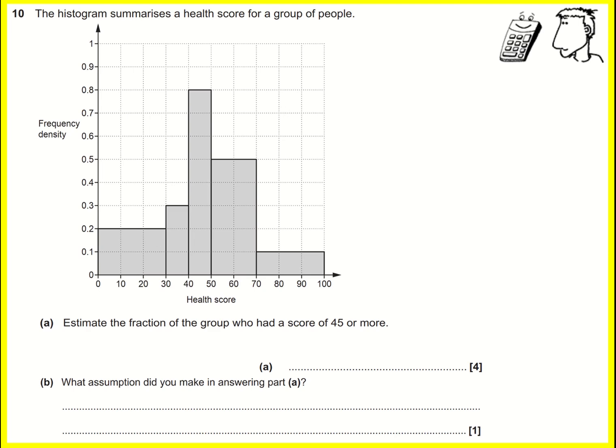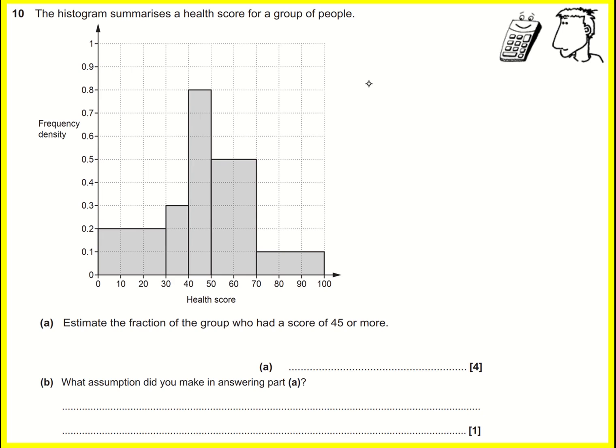Histogram question here. Estimate the fraction of the group who had a score of 45 or more. Right, there's two things we're going to need to do. We're going to need to work out the total number of people that there are, and then we're going to need to work out the total number of people who had a score of 45 or more, and then we're going to write it as a fraction. So let's do this.